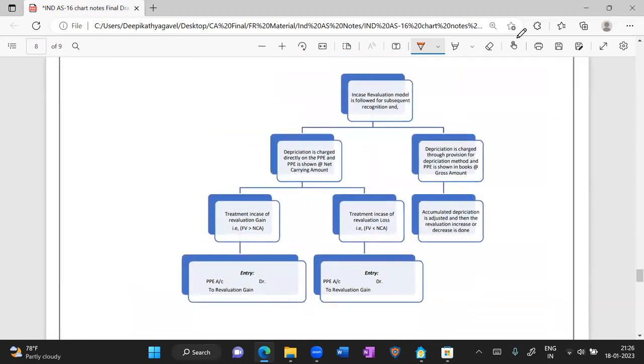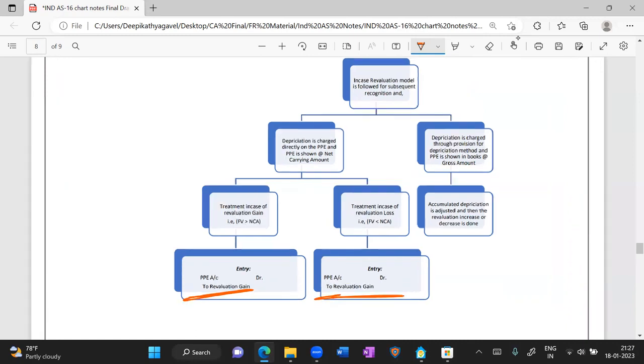Next, there's a small concept, right? In case the revaluation model is being followed, and the depreciation is being charged directly on that particular PPE itself, that means PPE is being maintained at a net value, that is gross less depreciation. In that case, if there's a revaluation profit or revaluation loss, that will be directly adjusted with the PPE itself, right? So you can see the entry here.